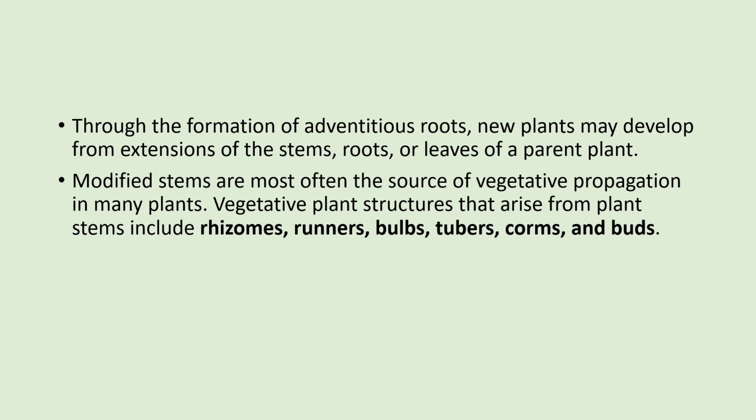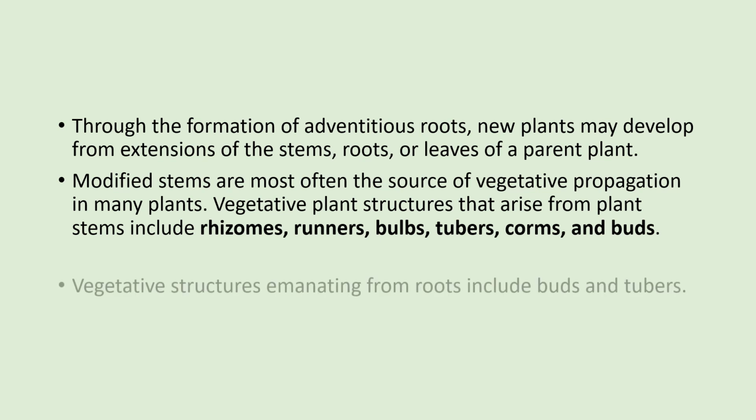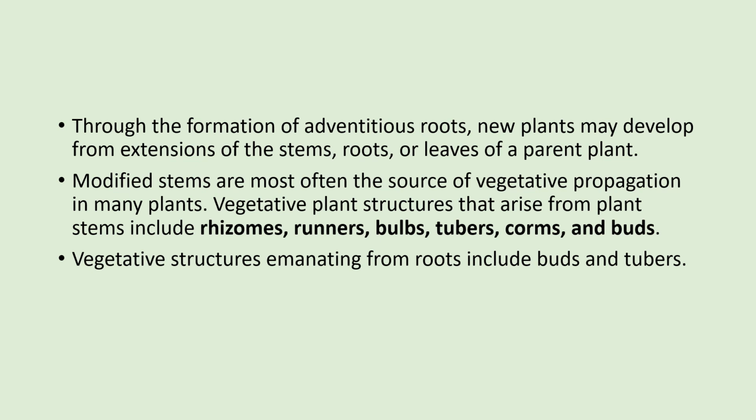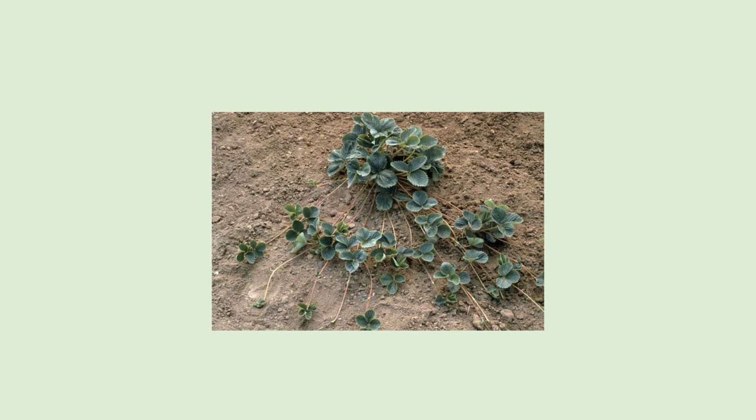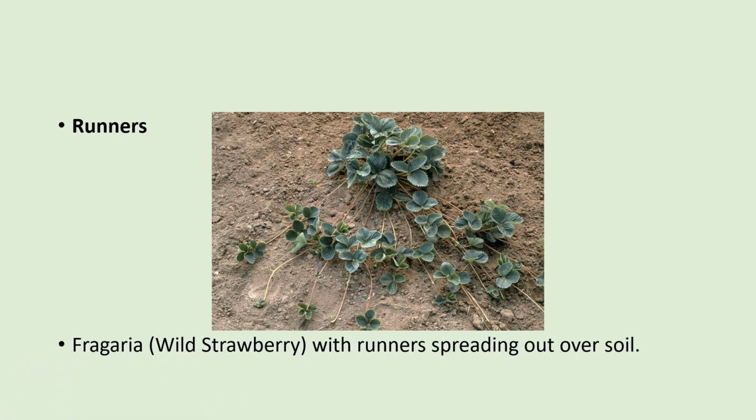Modified stems are most often the source of vegetative propagation in many plants. Vegetative plant structures that arise from plant stems include rhizomes, runners, bulbs, tubers, corms, and buds. Vegetative structures emanating from roots include buds and tubers. Plantlets are vegetative structures that emerge from plant leaves. Runners. Fragaria, wild strawberry, with runners spreading out over soil.